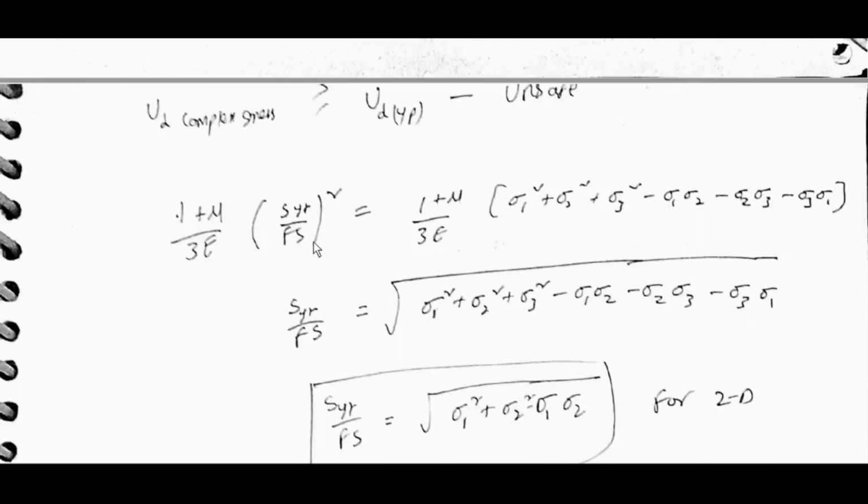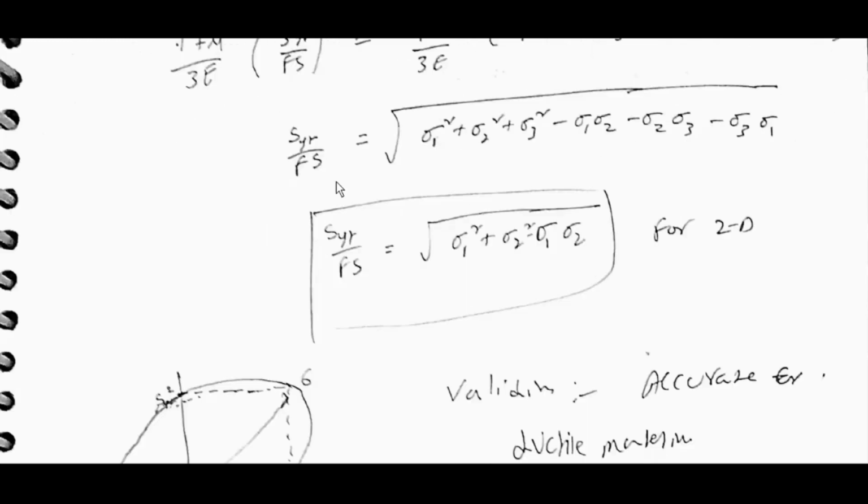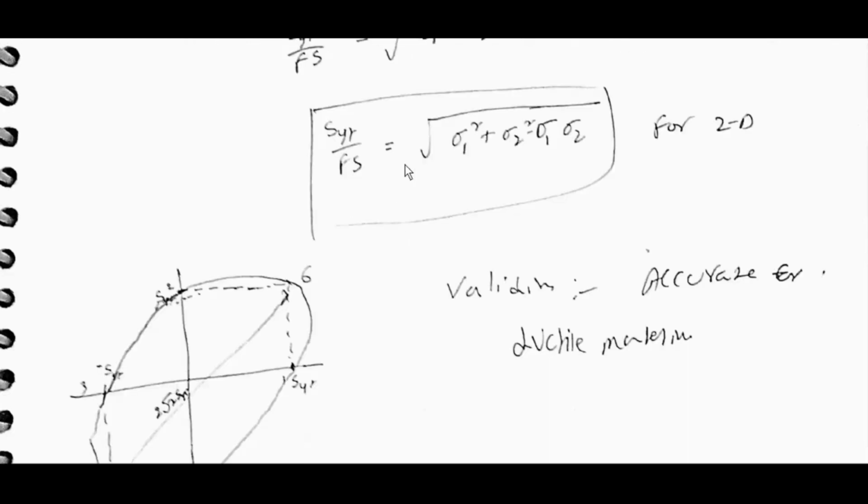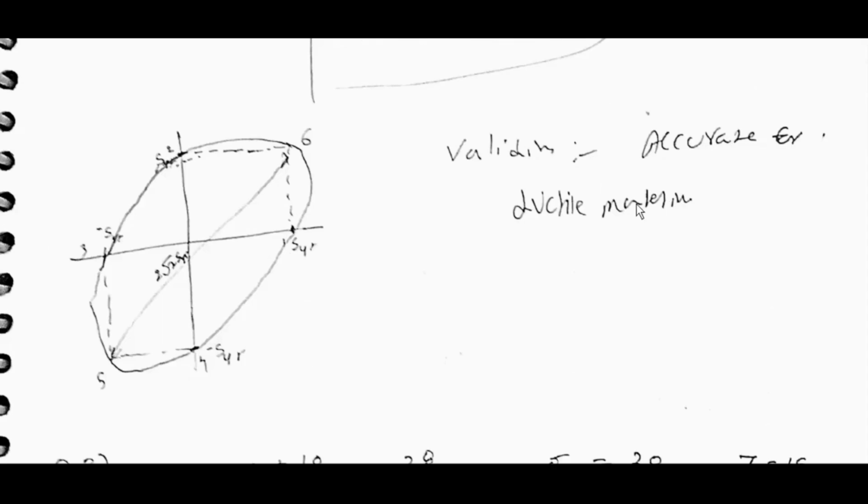(1 + μ)/3E (Syt/FS)² is equal to (1 + μ)/3E into (σ1² + σ2² + σ3² − σ1σ2 − σ2σ3 − σ3σ1). So Syt/FS is equal to the root of σ1² + σ2² + σ3² − σ1σ2 − σ2σ3 − σ3σ1. For 2D, Syt/FS is equal to the root of σ1² + σ2² − σ1σ2. Validity is accurate for ductile material. It will be the ellipse outside the rhombus.